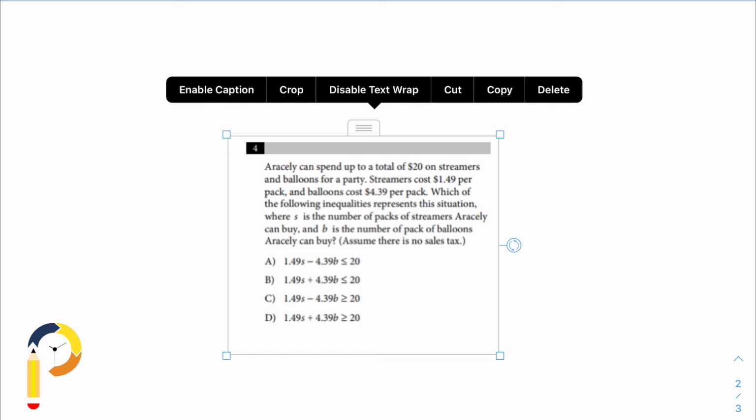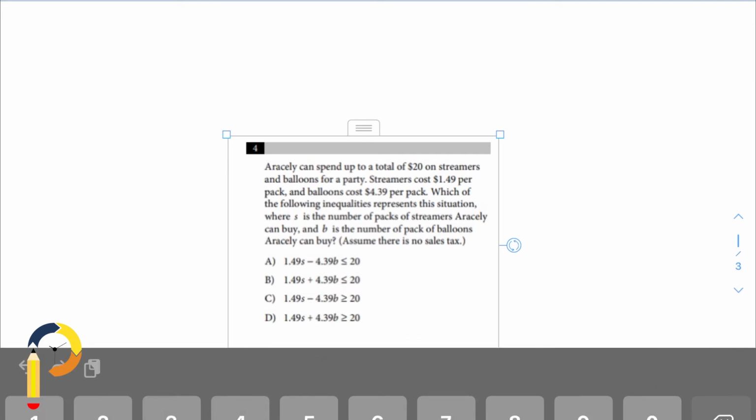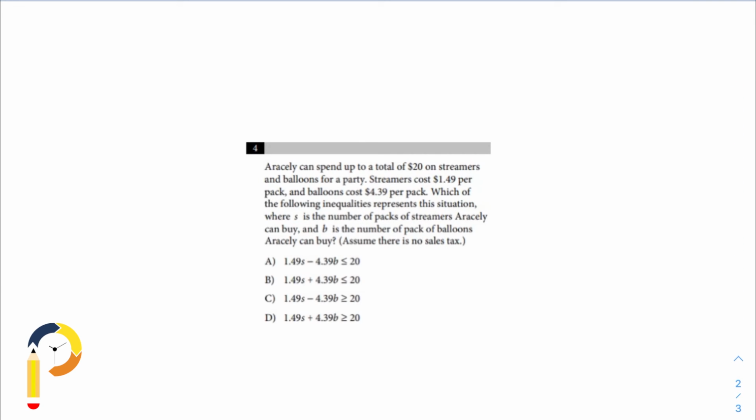So first of all, how many packs are there for the streamer? S. So if there are S packets, what will be the cost of those S packets? Because the cost of one packet is 1.49, the cost of S packets will be 1.49 times S. Now what is next? Yeah, there are B packs for the balloons also. So what is the cost of one pack of balloons? That is $4.39.